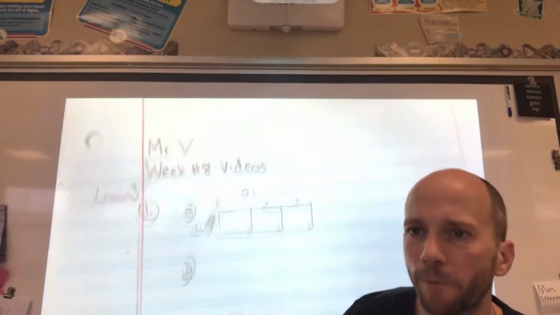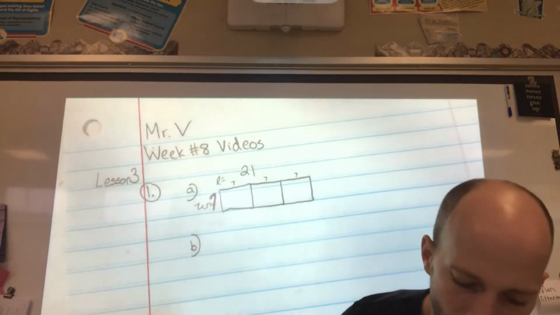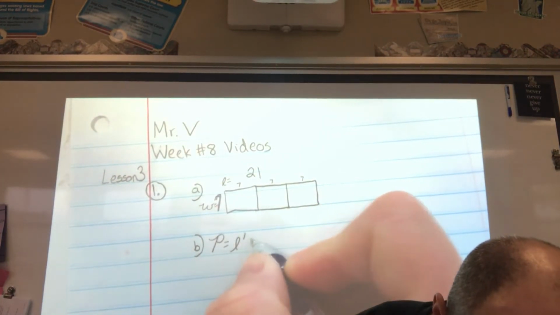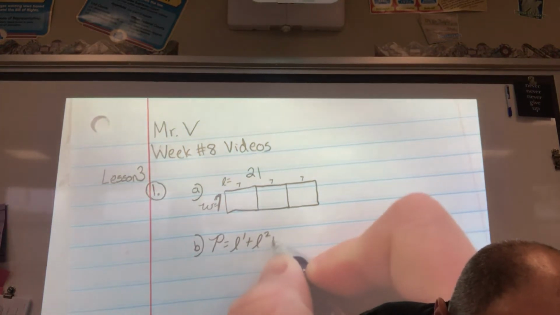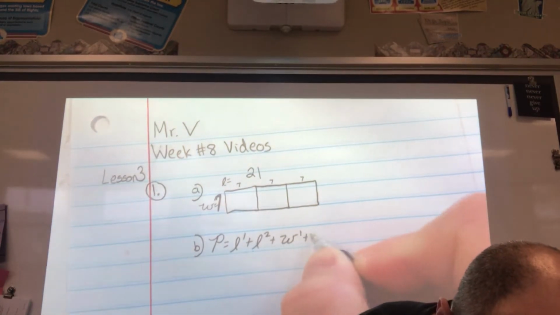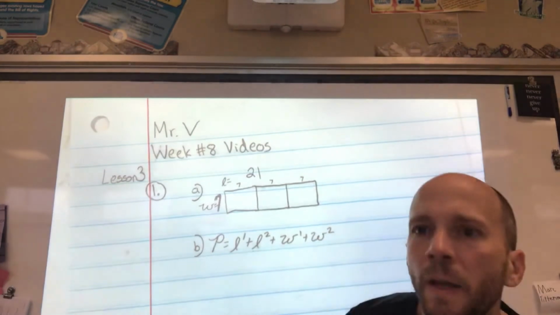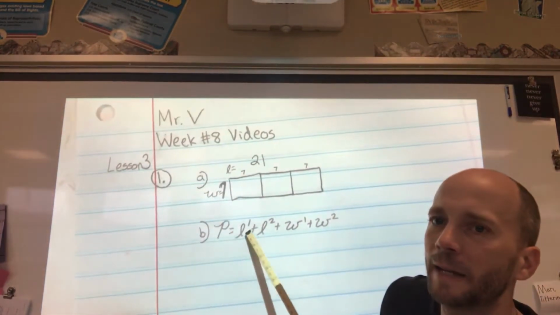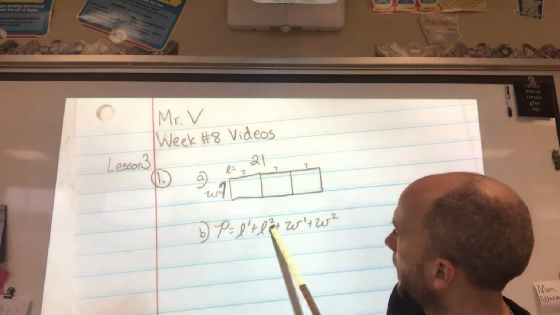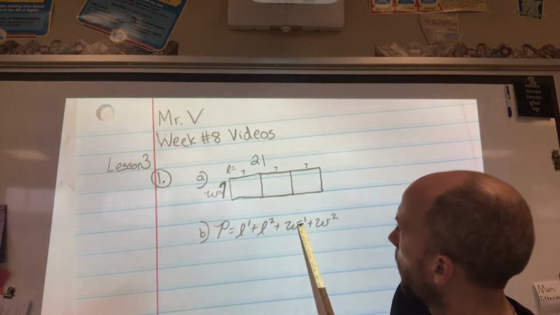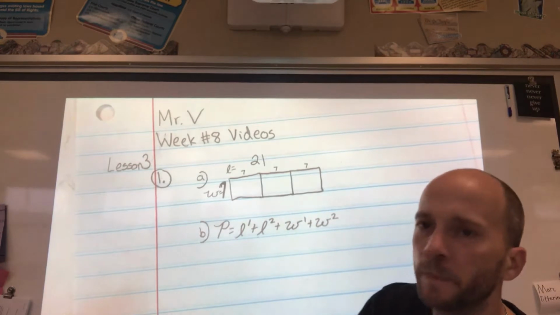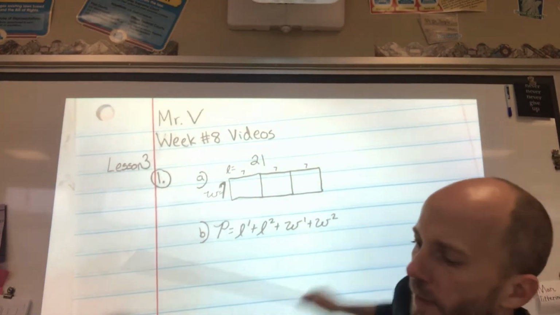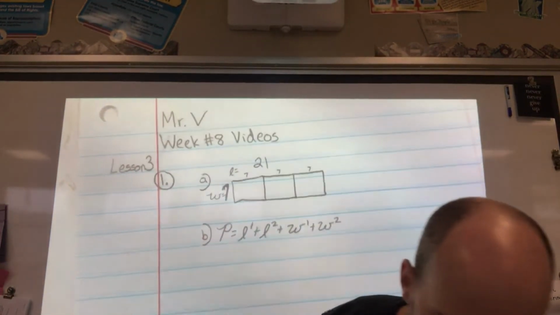I'm going to write my formula down, and I want you guys to write this down. You're going to put P equals length 1 plus length 2 plus width 1 plus width 2. And that's my formula. P stands for perimeter. Length 1, how long we are on one side, how long we are on the other, and how wide we are, and how wide we are. So you'll see our length is 21, and our width is 7. So you'll have that number a couple different times.